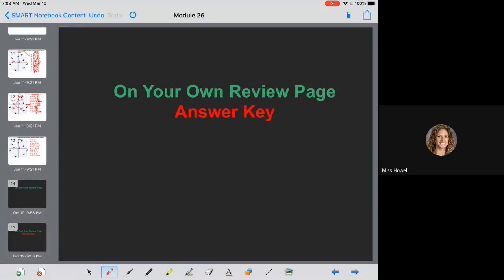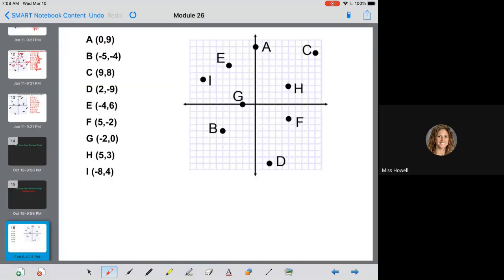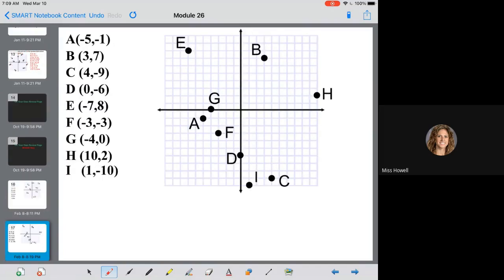All right, hopefully you have your answers here. For that first screen, we should have 0, 9, negative 5, negative 4, 9, 8 for C. D's at 2, negative 9. E's at negative 4, negative 6. F is at 5, negative 2. G is at negative 2, 0. H is at 5, 3. And I is at negative 8, 4. And then that last one, A is at the location of negative 5, negative 1, or left 5, down 1.